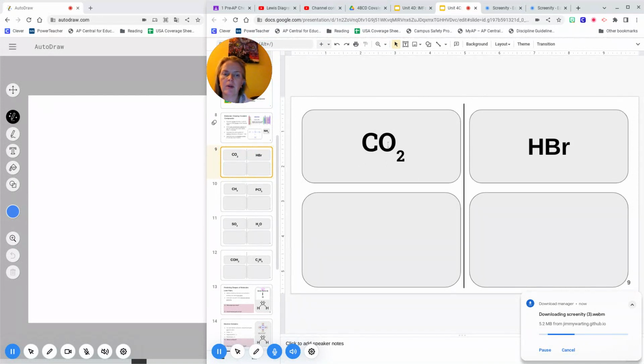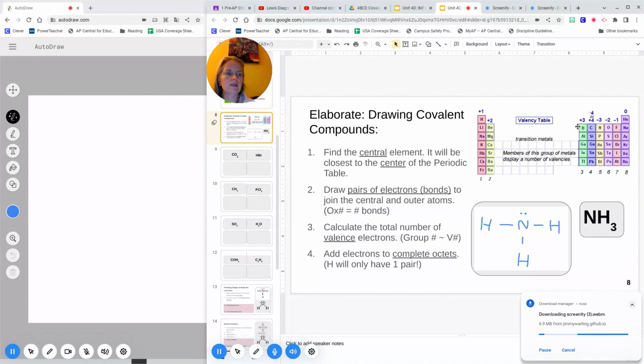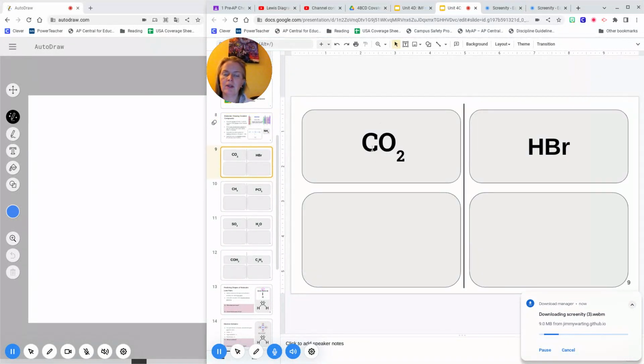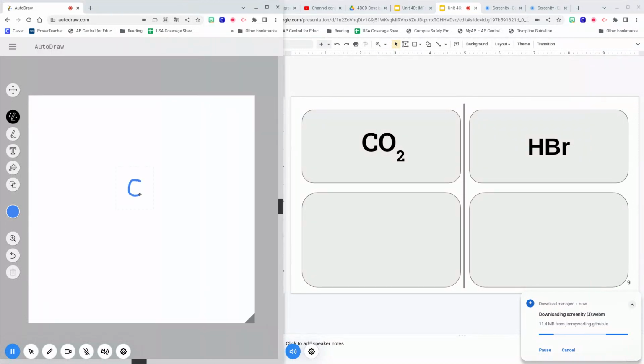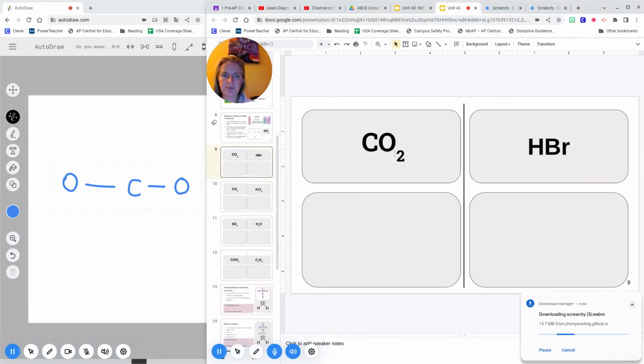So we want to compare carbon and oxygen and see which one is closer to the center of the periodic table. Obviously, carbon, since it is the center of the periodic table, is closer to the center. There's also just one copy of carbon, which can be another hint that that is the central atom. So I'm going to draw my carbon over here. The oxygens are going to be connected to the carbon with bonds. So those are going to be the outer or peripheral atoms in this compound.